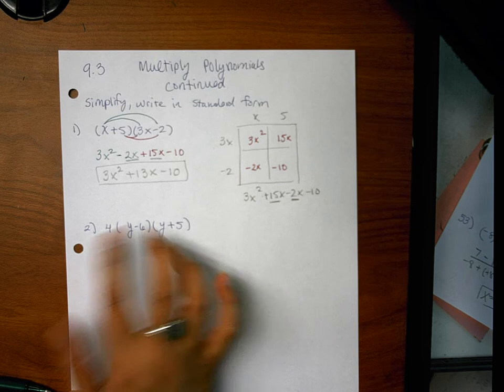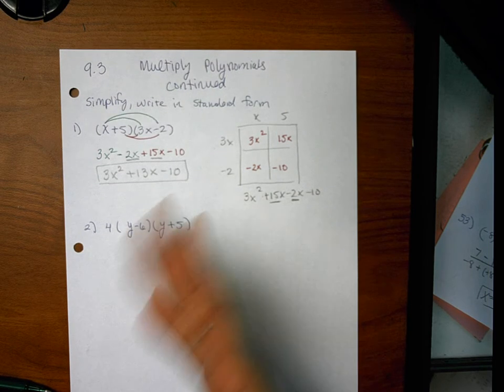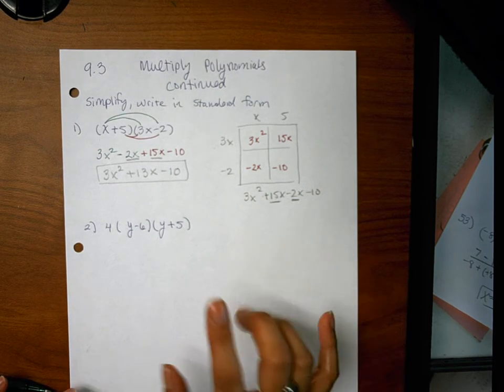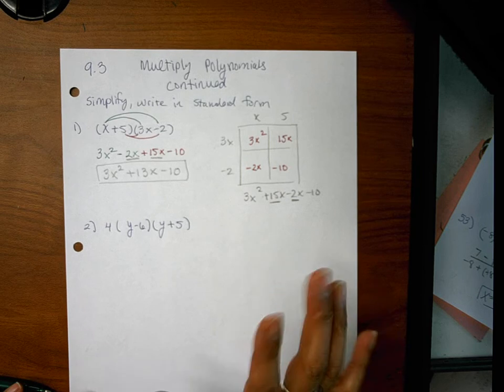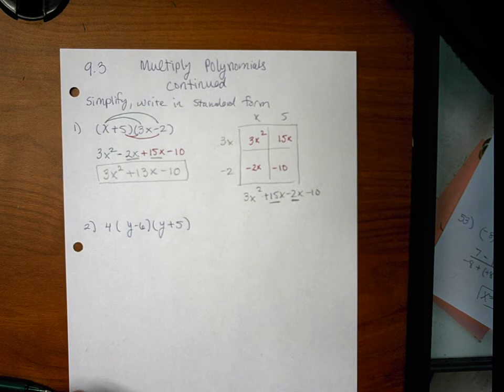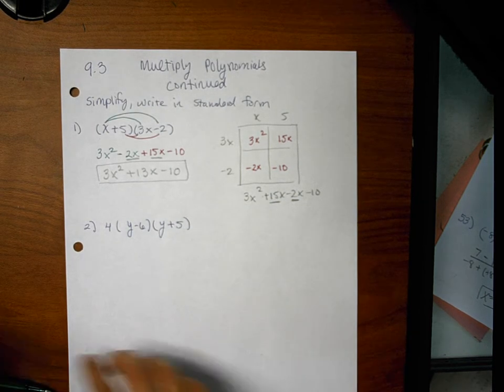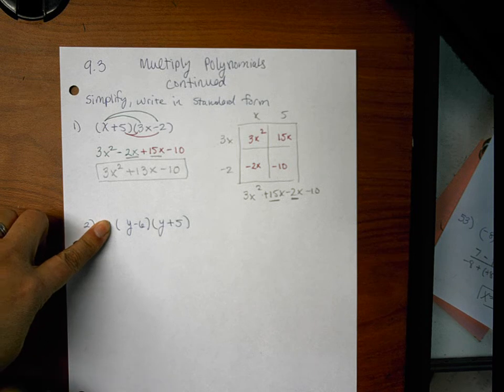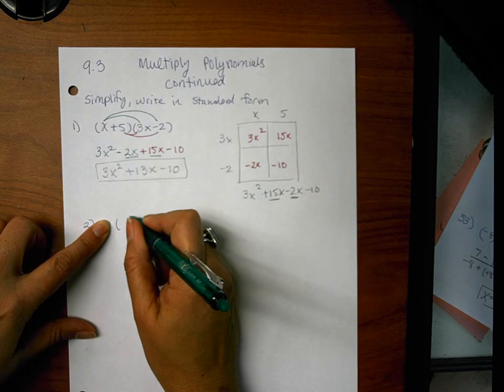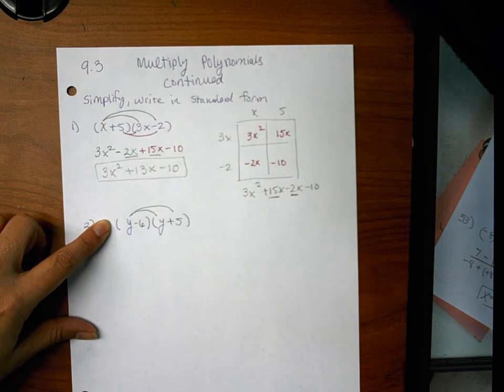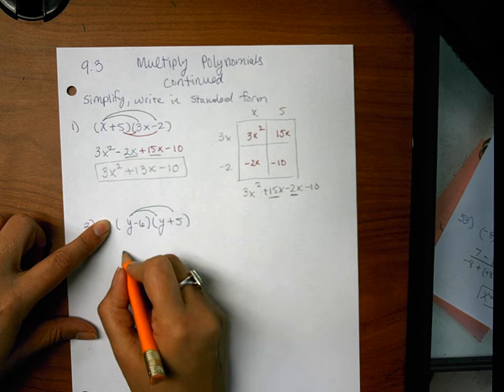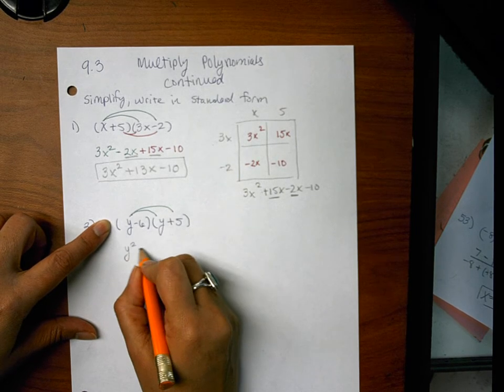Technically you don't have to do it that way. You could distribute the 4 first, but then the numbers get really big and you're multiplying bigger numbers. Or some kids will multiply the 4 to everything, which is incorrect. Don't do it. So to be on the safe side, I'm just going to always do the 4 at the end. Okay, so I'm going to distribute the y just like I did on the previous problem first.